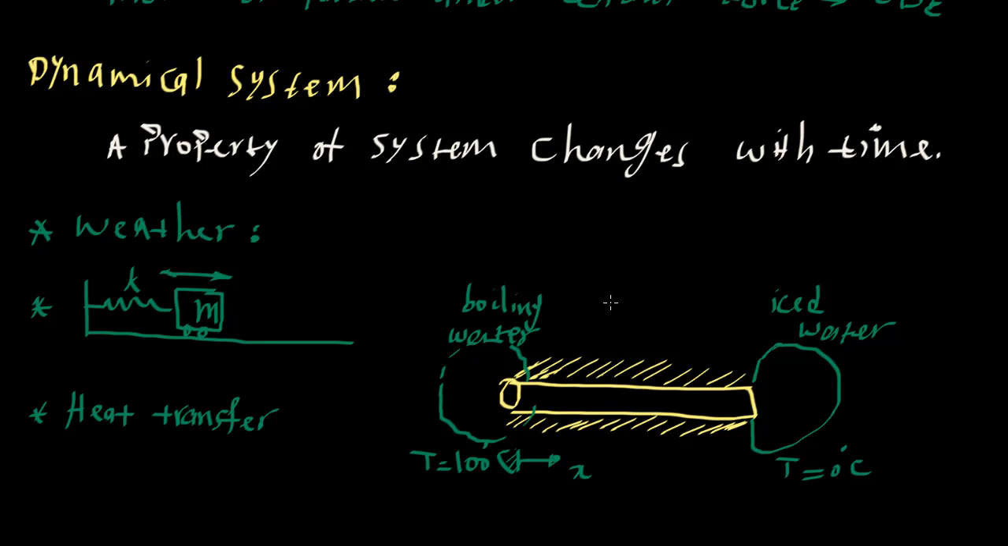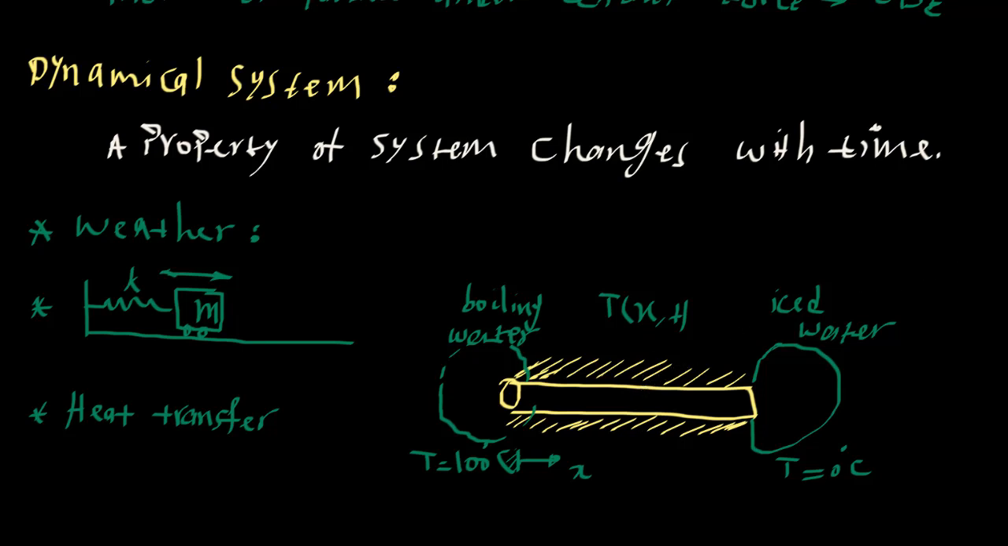Up until that equilibrium point, you basically have a dynamical system because the temperature at each point changes with time. So if we show the temperature in this rod with T, it's going to be a function of two variables, X and T. And the differential equation that you get for this dynamical system would be a partial differential equation because the function is a two-variable function.